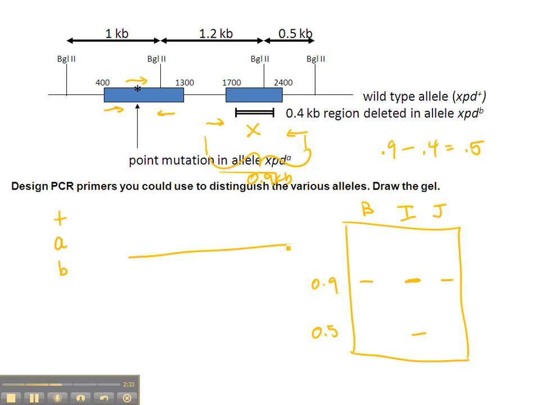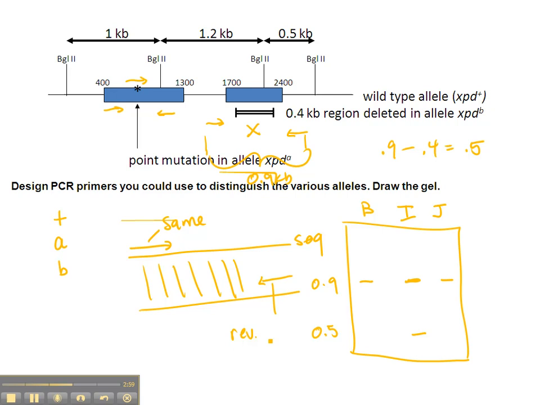Also, in terms of the sequence, if this is the sequence of our gene, just given one strand, then our forward primer is going to be the same as that sequence. Our reverse primer needs to be the same as the other strand. In other words, if this is base pairing, our reverse primer needs to be the same as the opposite strand. And so that means that it will be the reverse complement of the gene sequence.